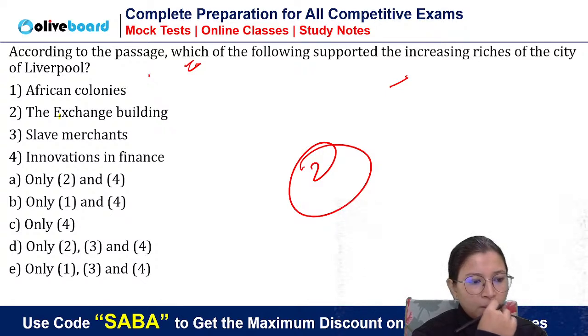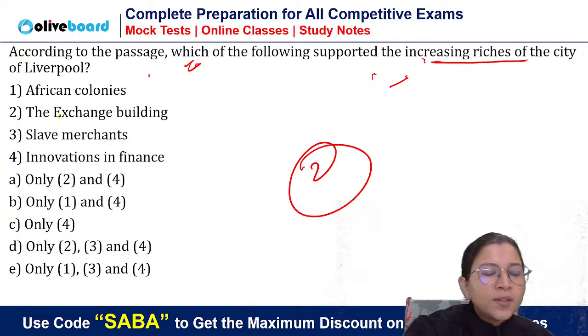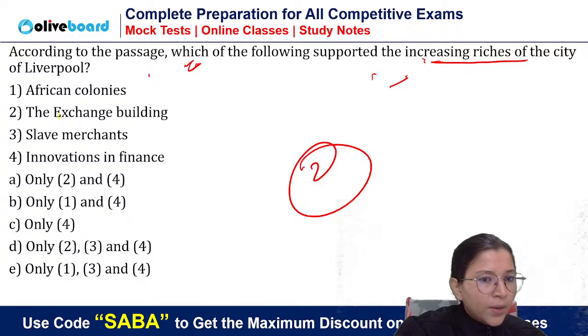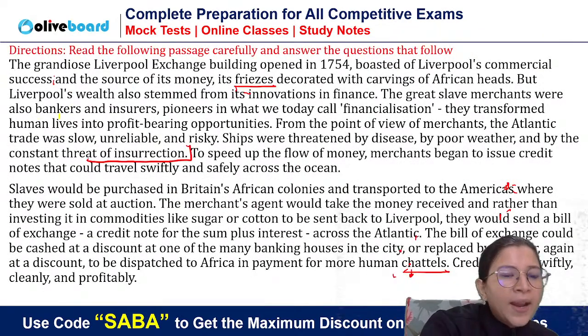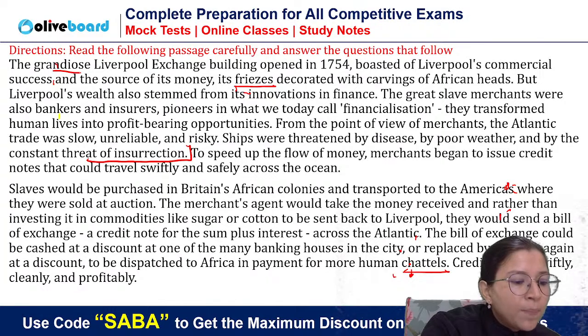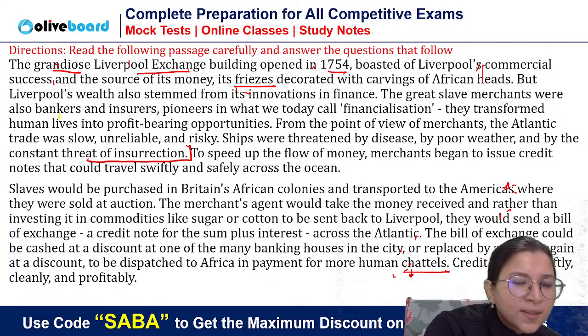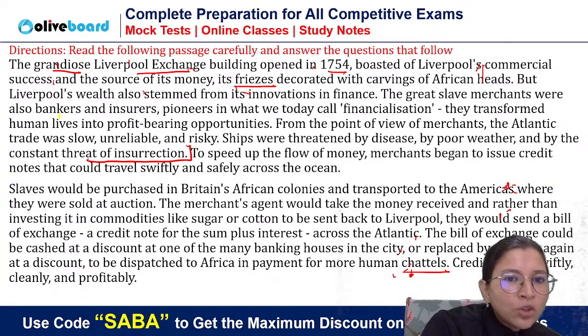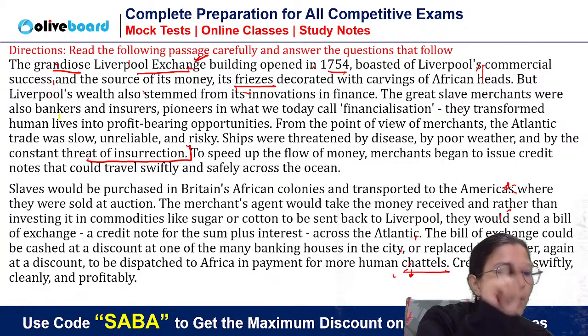According to the passage, which of the following supported the increasing riches of the city of Liverpool? So African colonies, see here, the grandiose means grand, very impressive. Liverpool Exchange building opened in 1754, boasted of Liverpool's commercial success. And the sources, first of all, the building itself was a symbol of success.